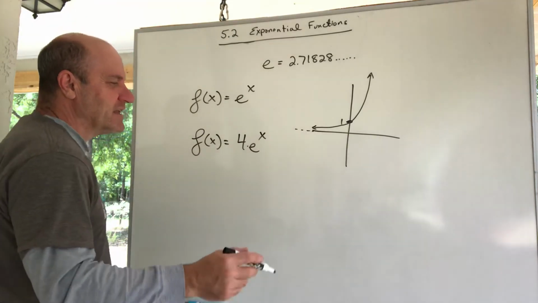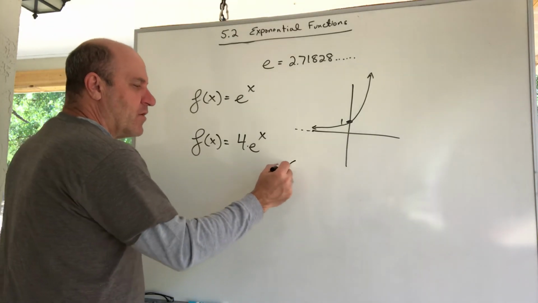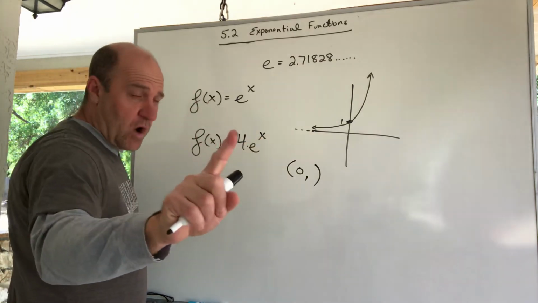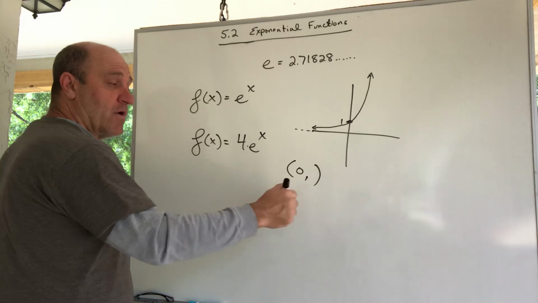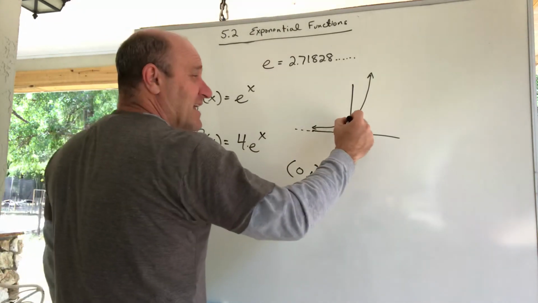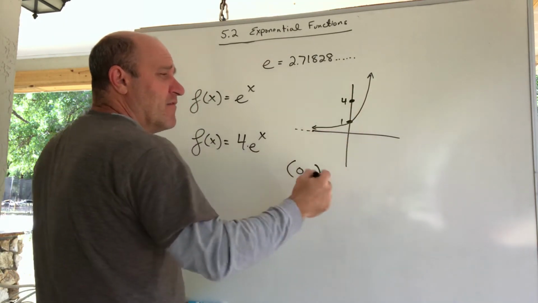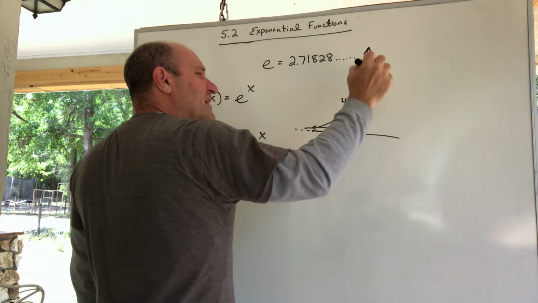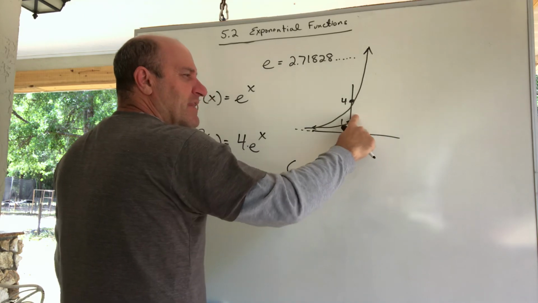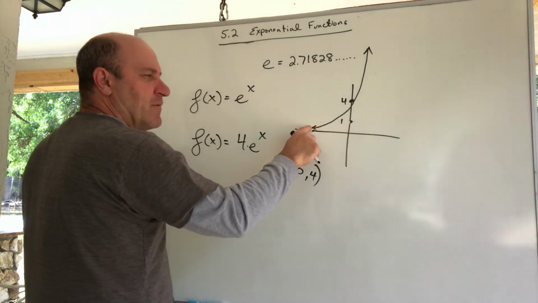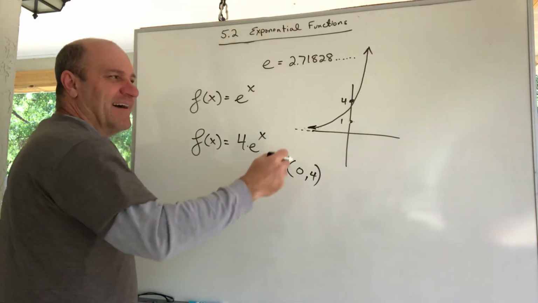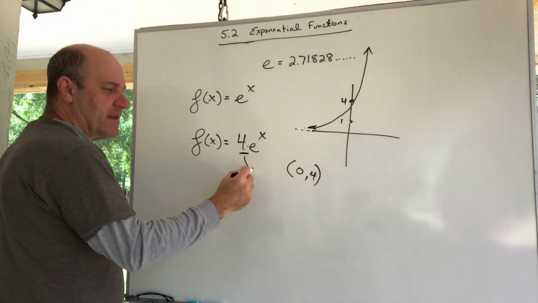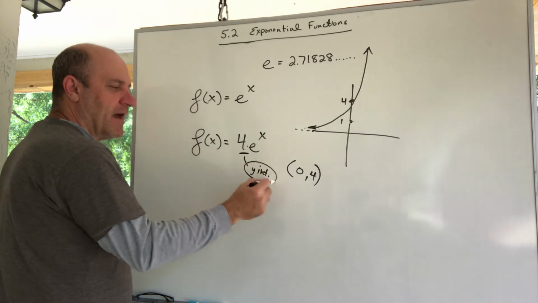Let's just say this. When you plug in a 0, what do you get? You get e to the 0, which is 1, of course, but then 1 times 4 is 4. So yes, it got stretched, but we have this new y-intercept of 4. So our graph looks different. It wasn't a shift up. That was a stretch up. But to me, what happened is this number in front is the y-intercept.